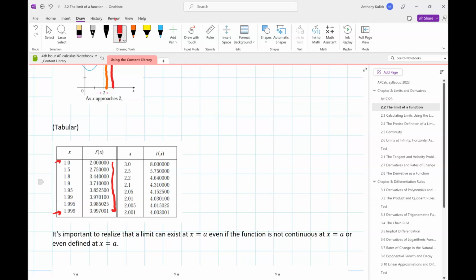And then I would want to check to make sure I can do the same thing to the right of 2. So I start at 3, progress down to like 2.001. And if I look at the y's, we go from 8.75 to 4.64 to 4.31 to 4.15 to 4.03, 4.01, 4.00. Looks like we're heading to 4. Is everybody okay with kind of what we're seeing in the table and what we're seeing in our function, or in our graph, right? Yeah?